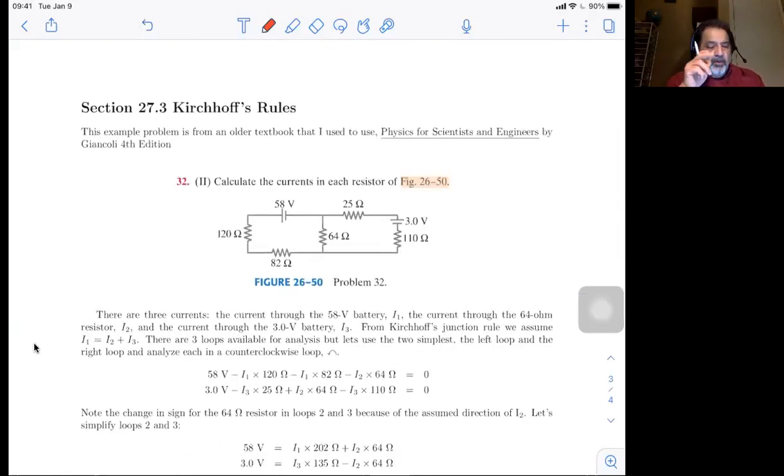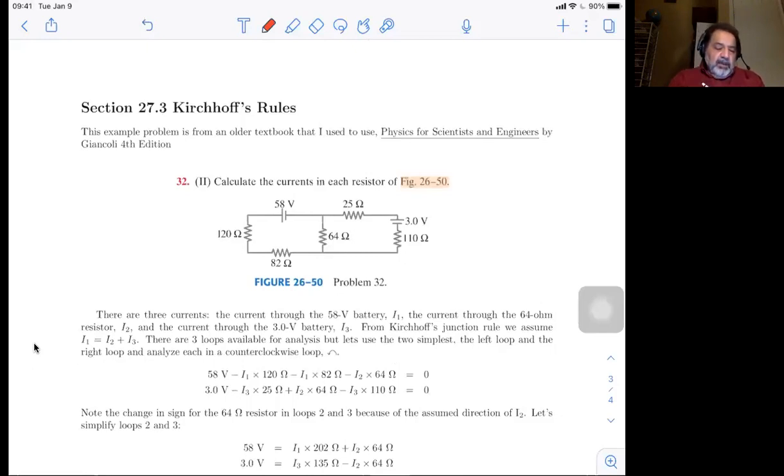This is the one from Giancoli, the 4th edition. So very simple problem statement. Calculate the currents in each resistor of figure 26-50. This is 26-50. So there's a few loops that we can look at.